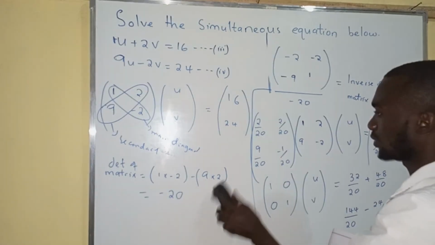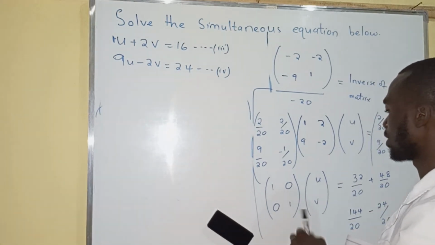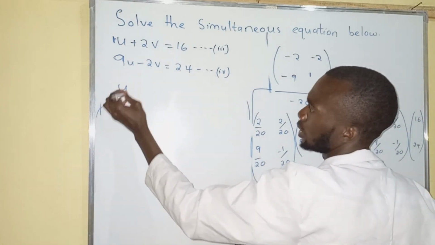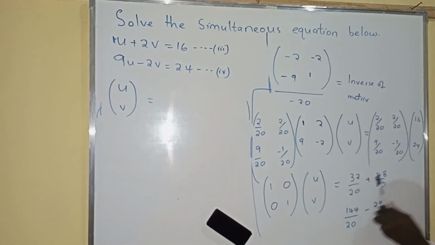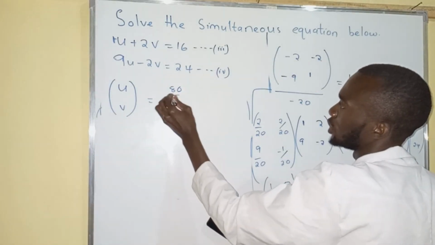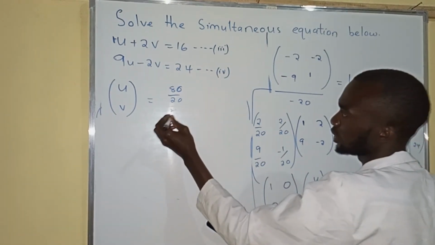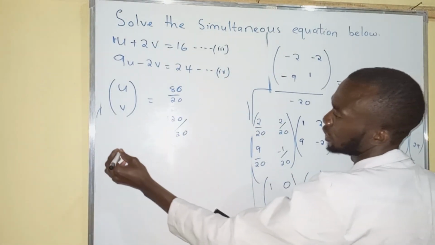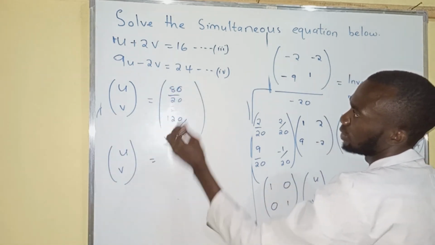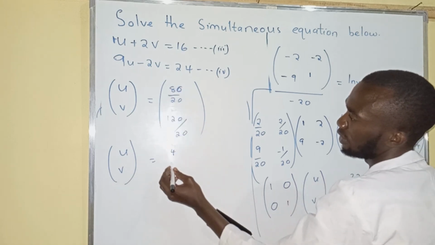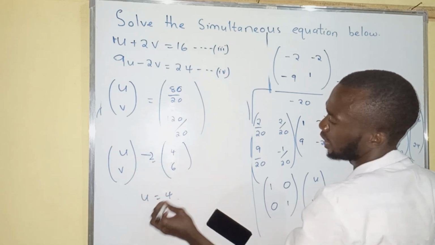So the answer now becomes uv is equal to 32 plus 48, that is 80 over 20, and 144 minus 24, that is 120 over 20. So uv, this is a matrix, remember, is the same as 80 divided by 20, that is 4, and 120 divided by 20, that is 6. So the value of u is equal to 4, and the value of v is equal to 6.